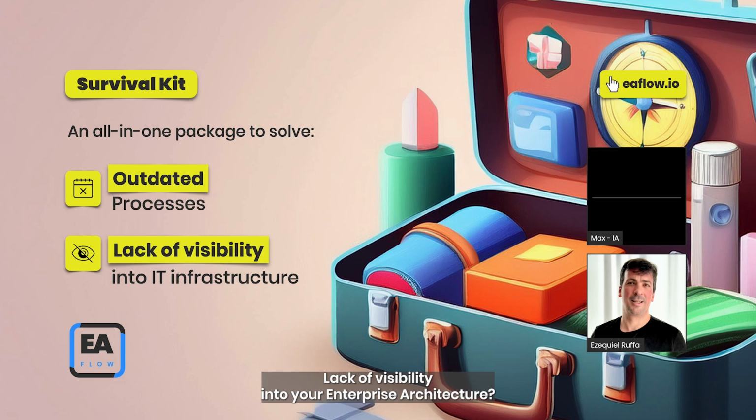Lack of visibility into your enterprise architecture? The Survival Kit's discovery agents analyze your IT infrastructure, cataloging every server, component, and running process. This provides you with a crystal clear view of your current enterprise architecture. No more guesswork, just actionable insights. The EA Flow Survival Kit is your partner for building a smarter, more efficient, and resilient enterprise architecture.